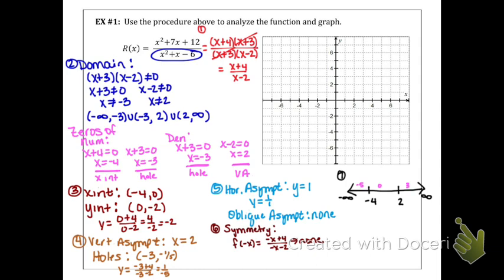And so I'm just going to plug that into my simplified function. So -5 plus 4 over -5 minus 2. Excuse me, -1 over -7. A negative over negative is positive. I'm going to plug in 0. So 0 plus 4 over 0 minus 2. Just 4 over -2. Positive over negative is negative. And then I'm going to plug in the 3. So 3 plus 4 over 3 minus 2. 7 over 1. Positive over positive is positive.